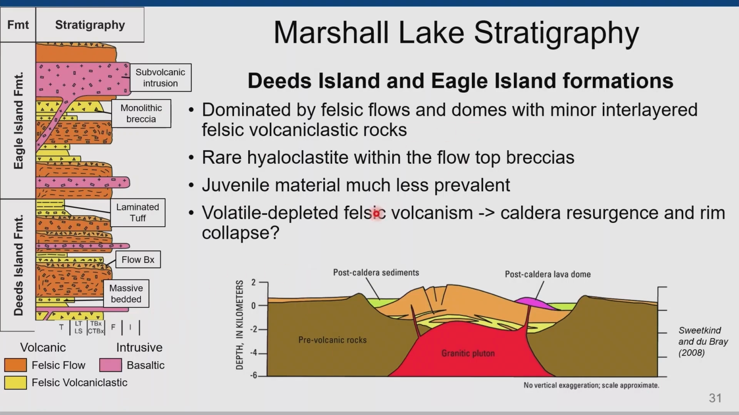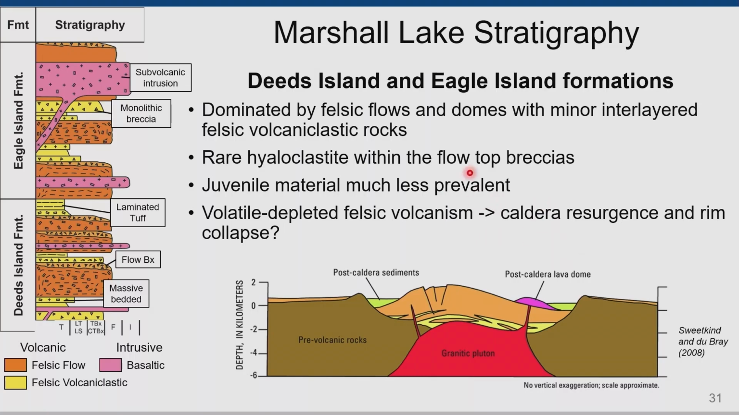Juvenile material is much less prevalent in this part of this assemblage, and so this might indicate something like volatile-depleted felsic volcanism. Again, that's the kind of thing that you can sometimes find during caldera resurgence and rim collapse. So that's possibly the kind of setting that we might be in here.